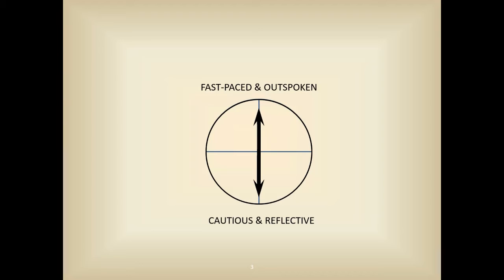DIs balance SCs by pushing them forward. DIs are very forward-moving, which means they're going to push an SC to actually do what needs to be done. SCs balance DIs out by the fact that they're able to slow them down some, make them think through alternatives, consider consequences maybe the DI in their rush to move forward hadn't considered yet. You need both types.